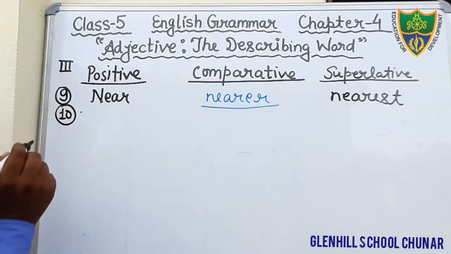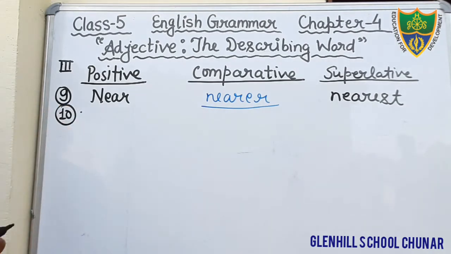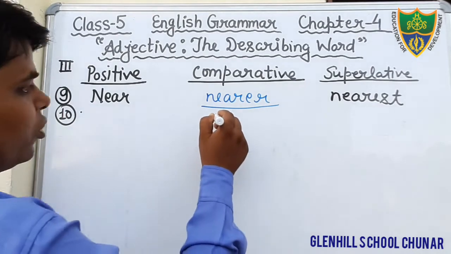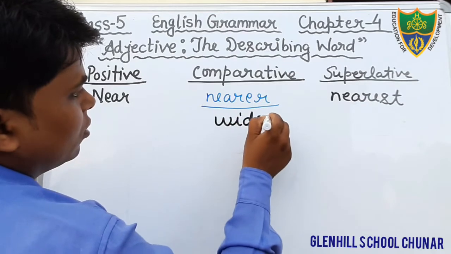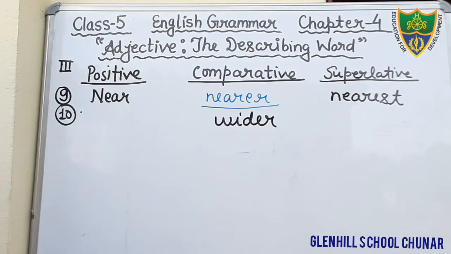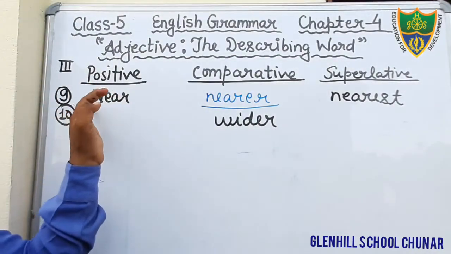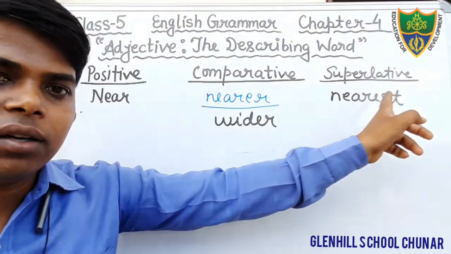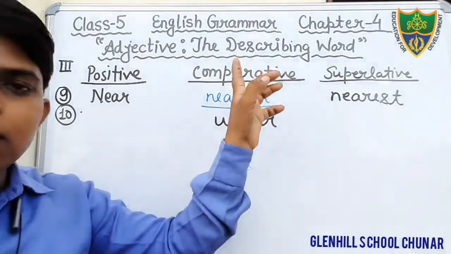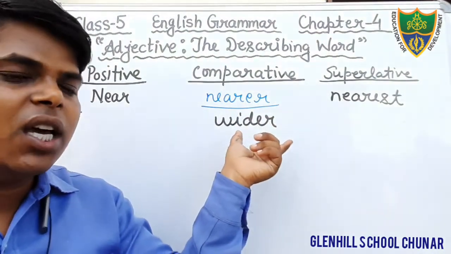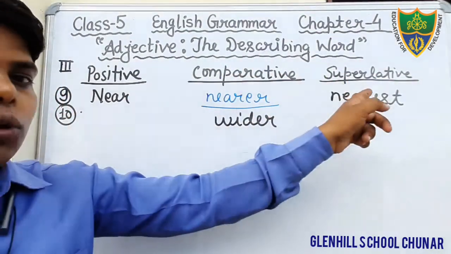And now see question number 10. What is question number 10? There is nothing given in the positive degree. Comparative degree is given: wider. And what is superlative? There is nothing given in the superlative degree. Dear students, here comparative degree is given. In the earlier question, positive degree and superlative degree were given, but you had to complete the comparative degree. Here in question number 10, comparative degree is given. You have to make the positive degree and superlative degree.